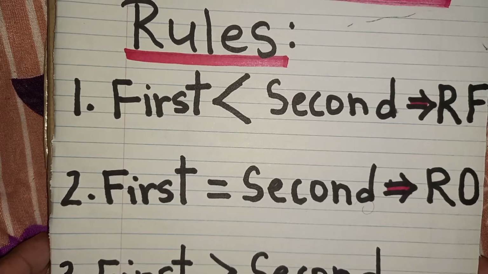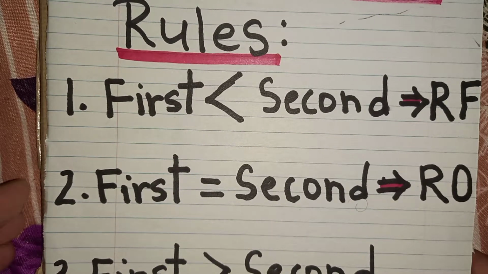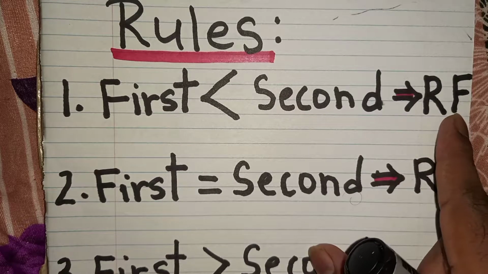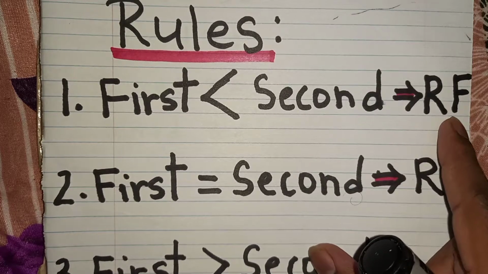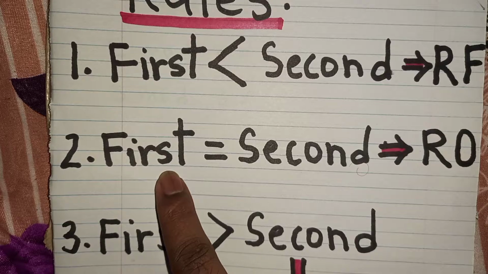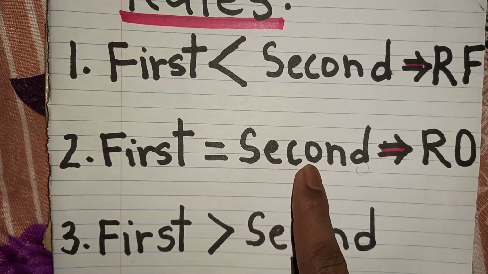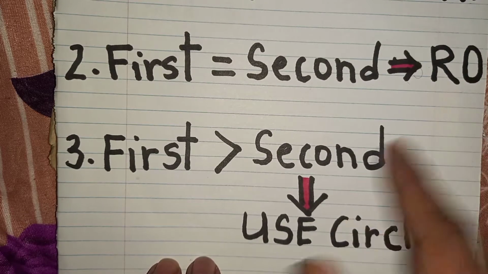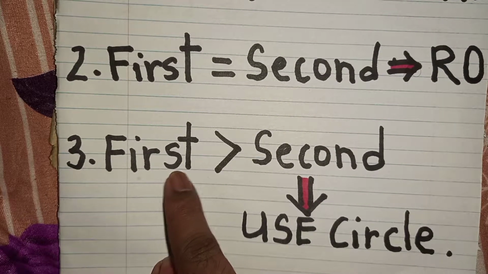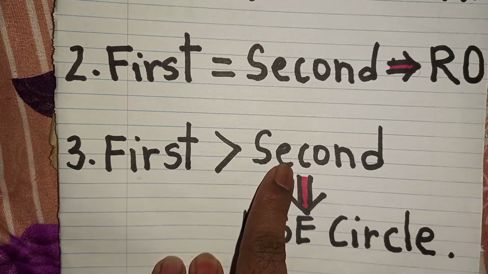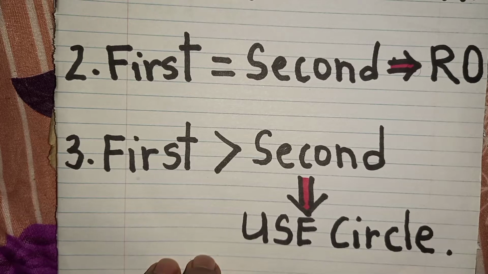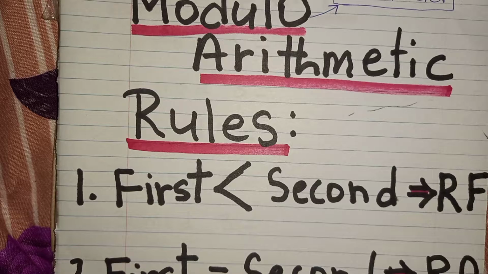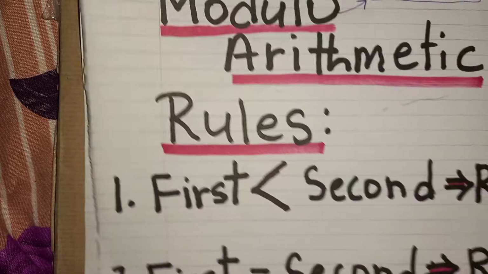The first rule says if the first number is less than second number, then the remainder is the first number. The second rule says if the first number is equal to the second number, the remainder is 0. And the third rule is if the first number is greater than the second number, then we use the circle method, right? I'm going to do that with some example so it makes more sense.